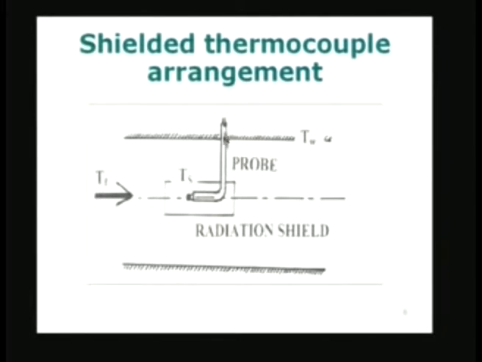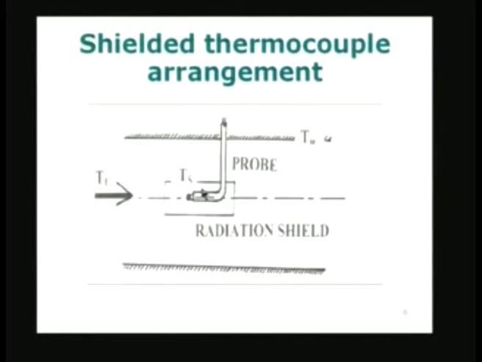If I have the bare thermocouple or the probe alone without the shield which is shown here, the temperature of the probe will be intermediate between Tf and Tw, such that if the amount of heat transfer from the fluid to the probe is equal to the heat transfer from the probe to the wall, that will be the equilibrium condition, and the temperature of the probe will take up such a value that this equilibrium is achieved.